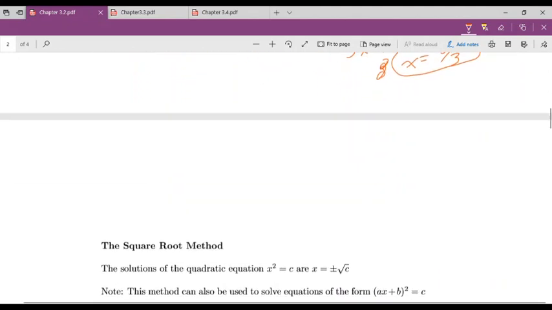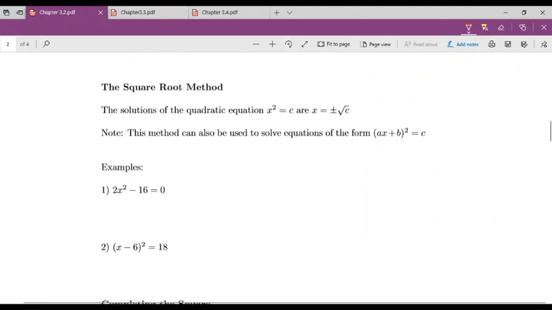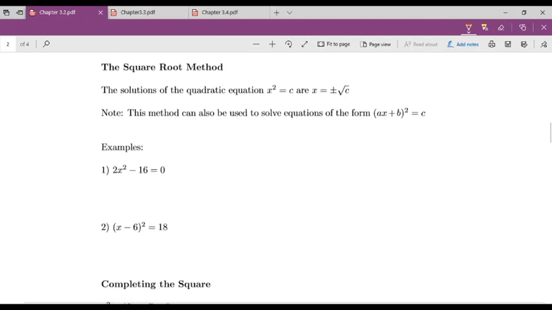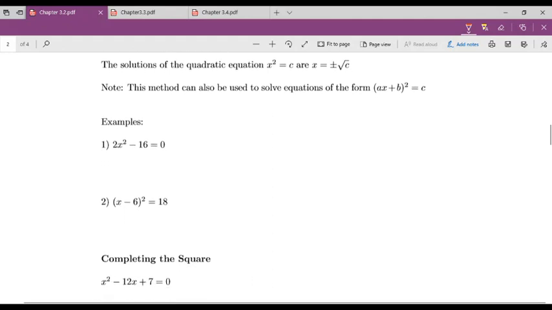So if we move on, we've got the square root method next. So the solutions of the quadratic equation x squared equals c are x equals plus or minus the square root of c. Note this method can be used to solve equations in the form of (ax plus b) squared equals c as well. So in this example here, what we've got is 2x squared minus 16 equals 0.